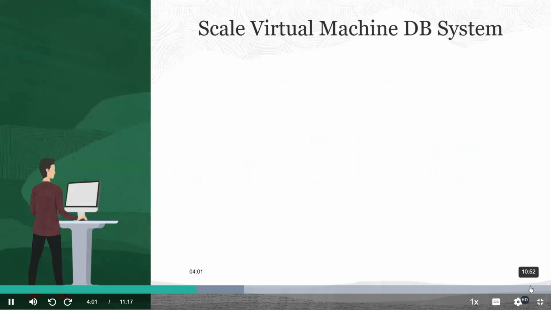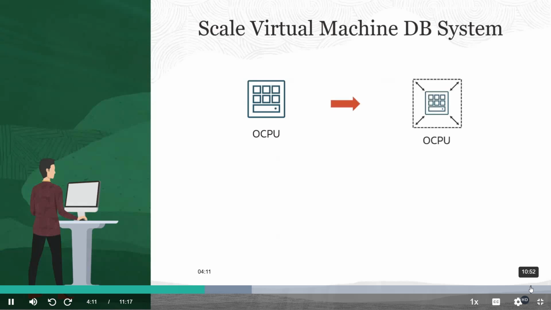Scaling in a virtual machine database system. Depending on the shape that you created the database system with, it will then depend on how you scale your system. You can scale your OCPU for a virtual machine database system with flex shape. Remember, that would be the flexible, and it can be done in increments of 1 OCPU at the time of creation up to 64 OCPU. Scaling the OCPU for your virtual machine with a fixed shape requires that the shape of the system be changed.